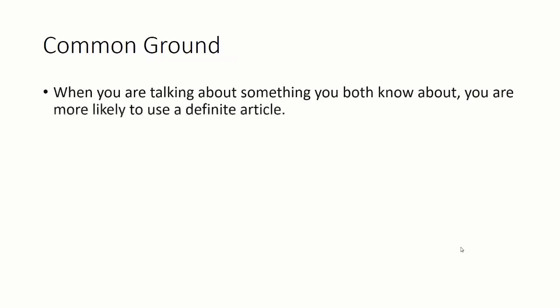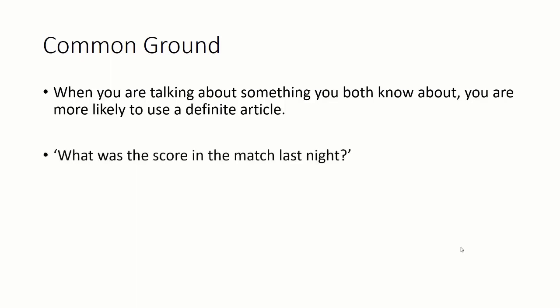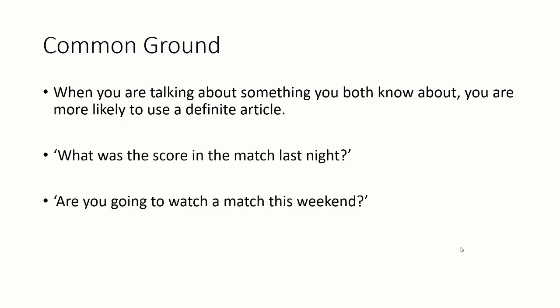Common ground. When you're talking about something you both know about, you're more likely to use a definite article. So again, if you both know about something, you're familiar with it, it's specific, again, very similar. What was the score in the match last night? Are you going to watch a match this weekend? All right, so the first one, there's common ground. All right, the second one, there is no common ground.